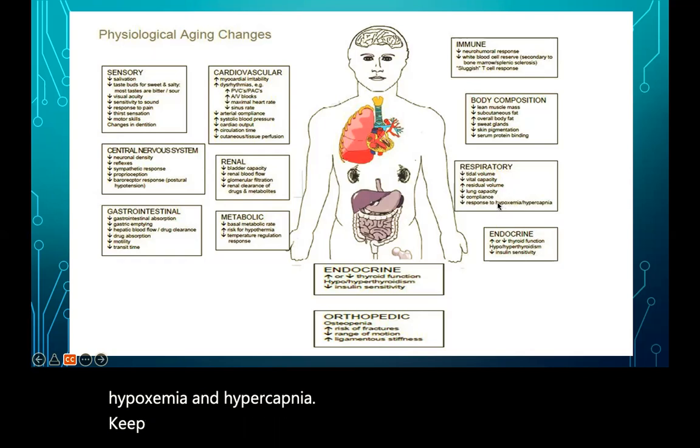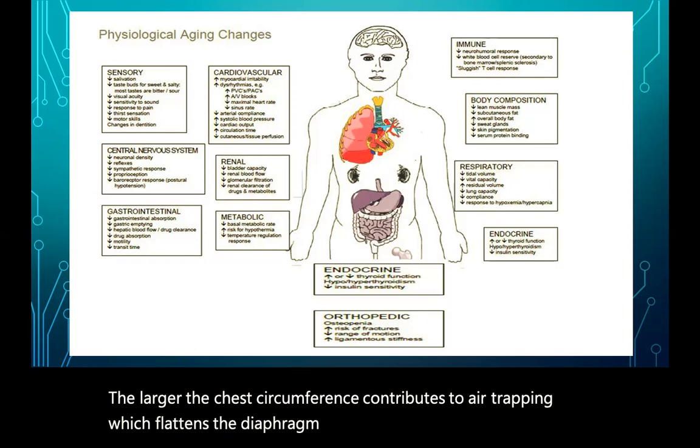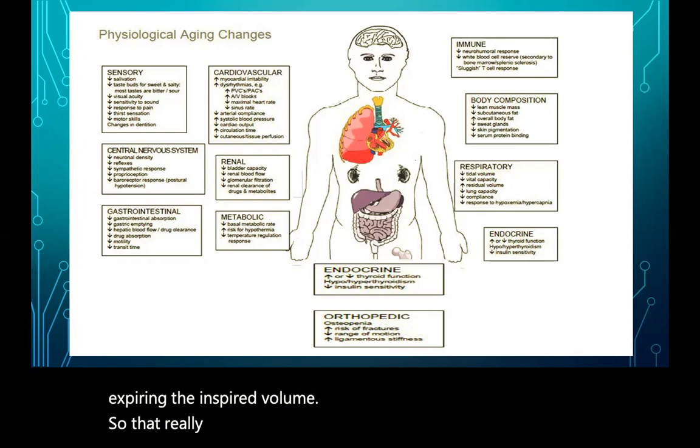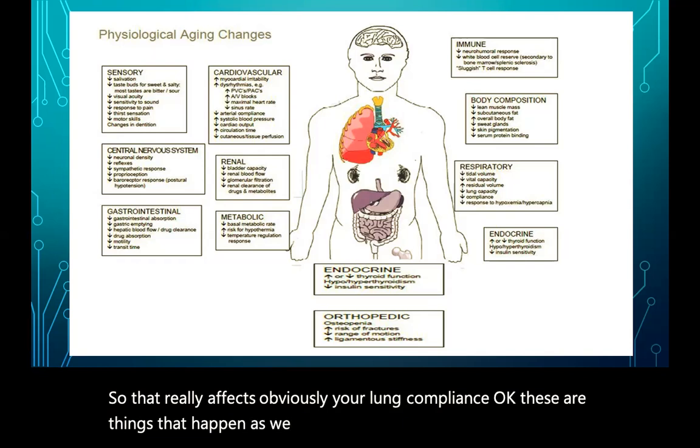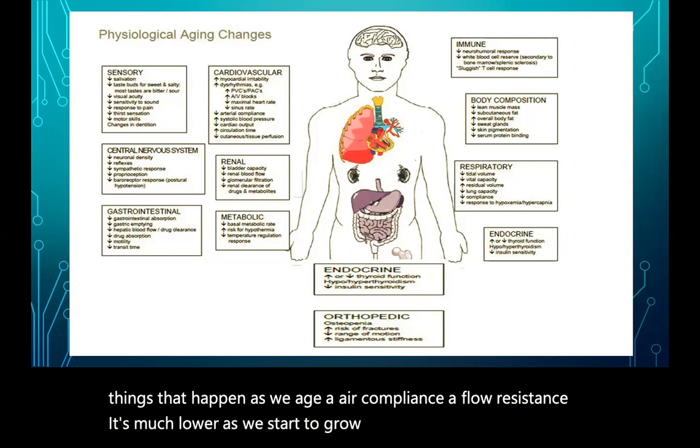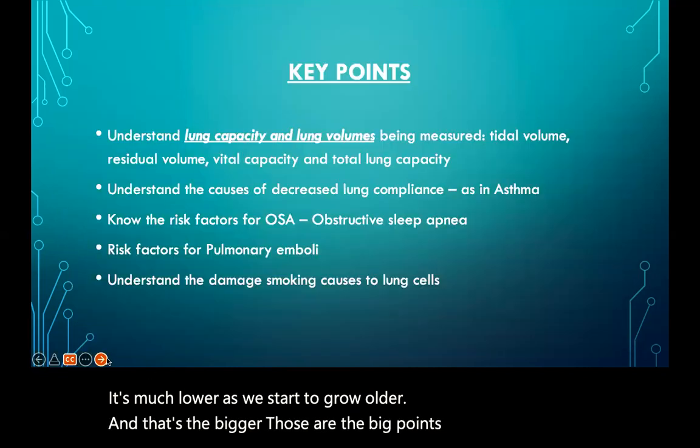Keep in mind that the larger chest circumference contributes to air trapping, which flattens the diaphragm and causes greater difficulty with expiring the inspired volume. So that really affects, obviously, your lung compliance. Okay, these are things that happen as we age. Air compliance and flow resistance are much lower as we start to grow older. And those are the big points that I wanted to just make sure I've reviewed.